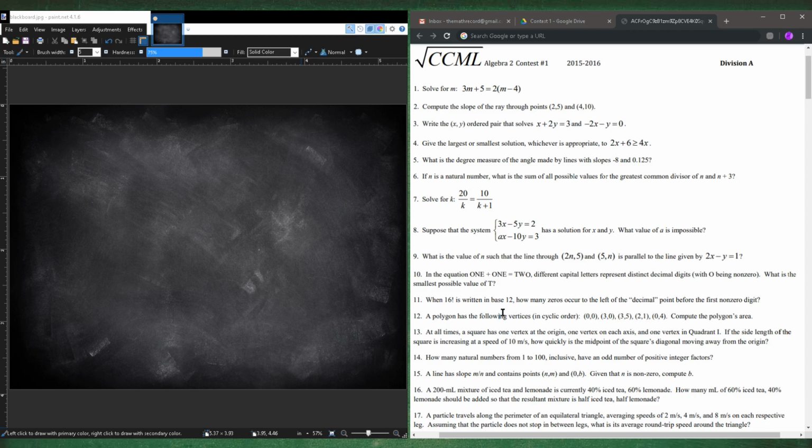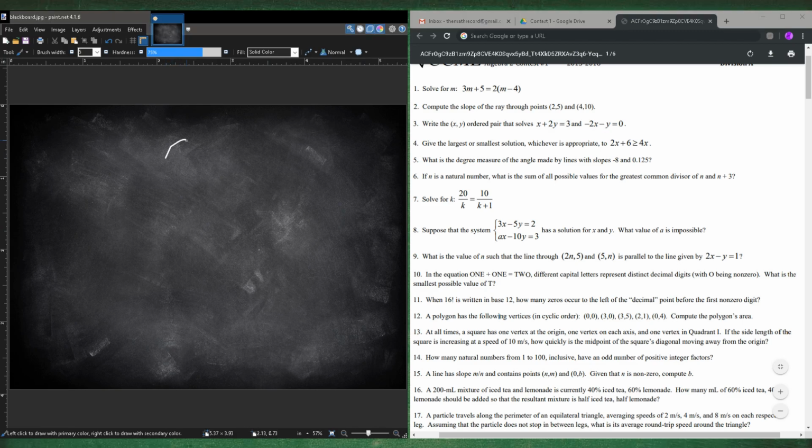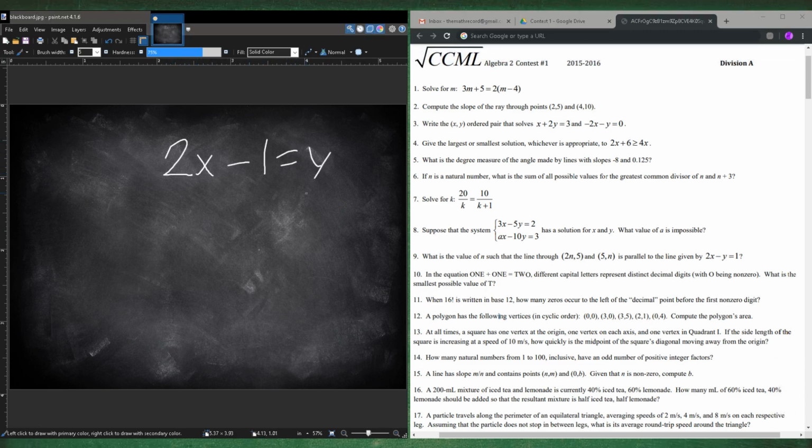Okay, number 9. What's the value of n such that the line through (2n, 5) and (5n, n) is parallel to a line given by 2x minus y is equal to 1? If it's parallel, that means it has the same slope. So basically, just get y to the other side: 2x minus 1 is equal to y, so the slope is just 2. What we need to focus on is that the slope is 2.